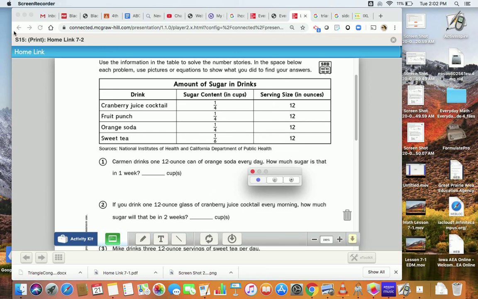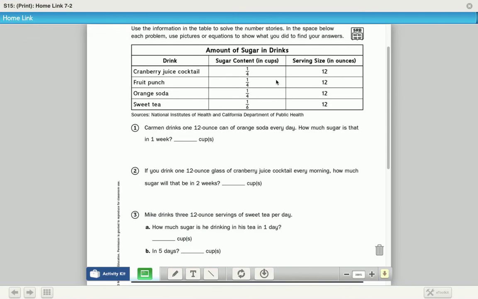Okay, so HomeLink 7.2. Up at the top, it has our table with the different types of drinks and how much sugar is in each one. So if Carmen drinks one 12-ounce can of orange soda every day, how much sugar is that in 1 week?